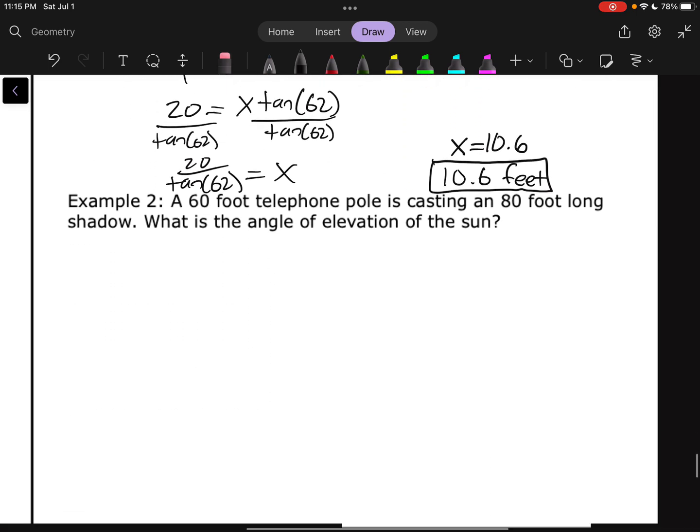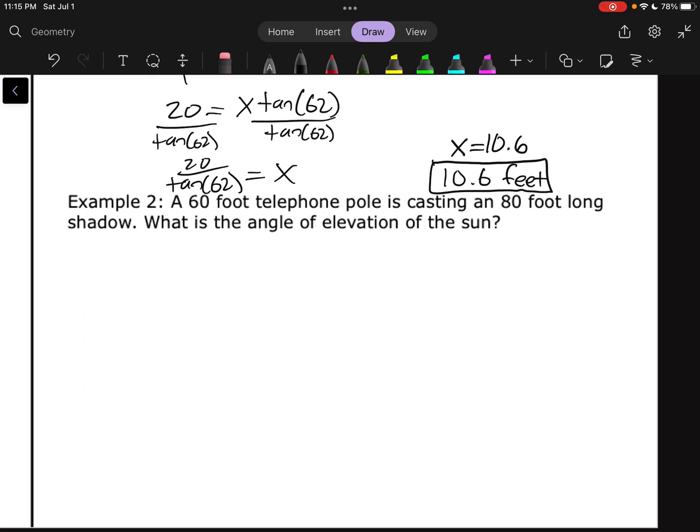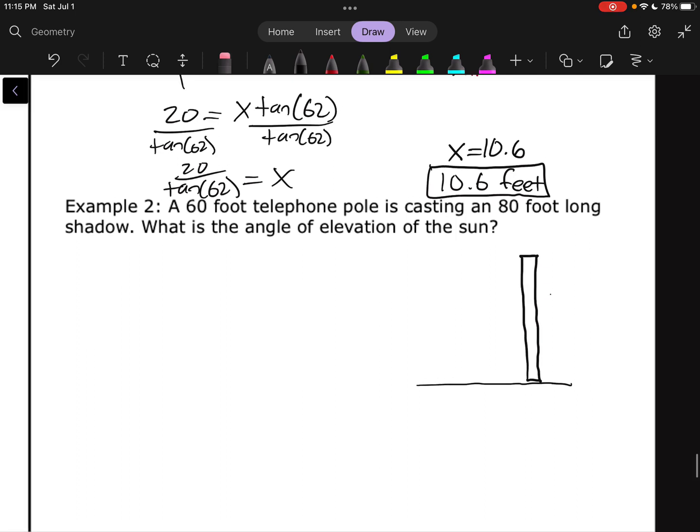Let's go to example 2 here. A 60-foot telephone pole is casting an 80-foot long shadow. What is the angle of elevation of the sun? Okay, so let's see here. We've got our telephone pole. There's the ground. This is 60 feet. And it's got an 80-foot long shadow. So we'll say this is the shadow here.